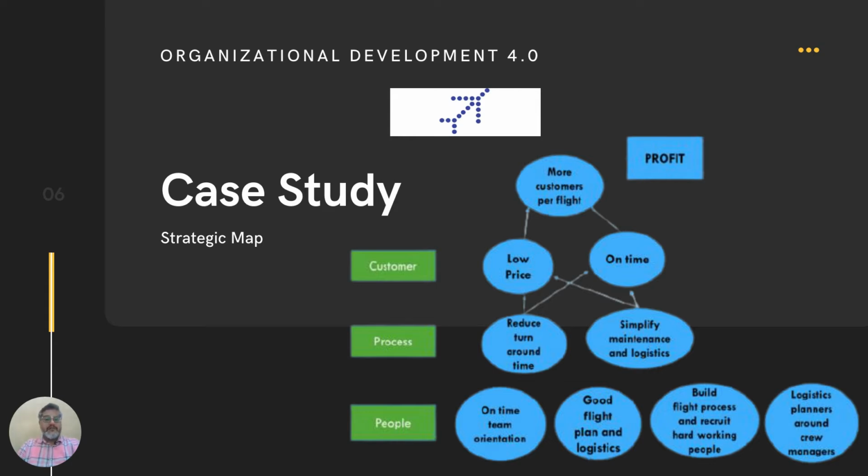Then, in terms of processes, they reduced the turnaround time and they simplified the maintenance and logistics. What the customer received was a low-price airline and on-time departures. Also, more customers per flight was the result of this, and eventually there was more profit. So it was a very clear-cut strategic map that Indigo has always had.